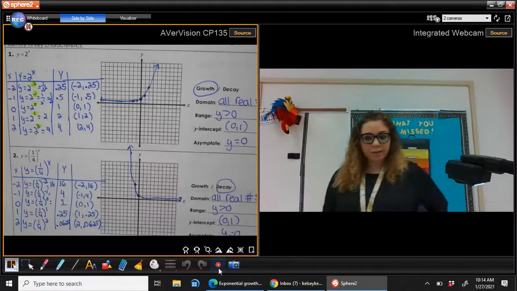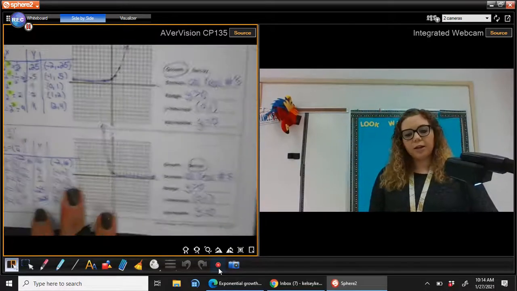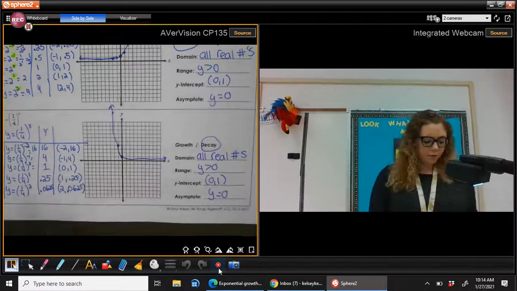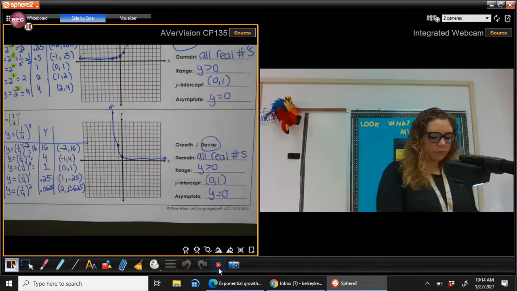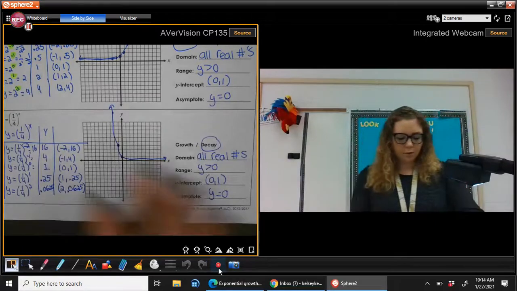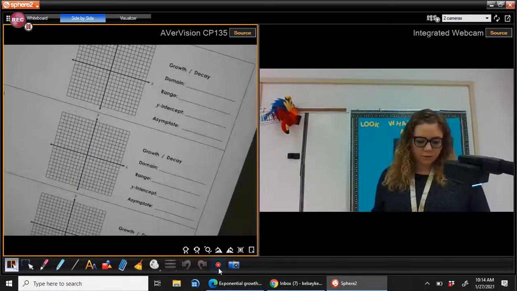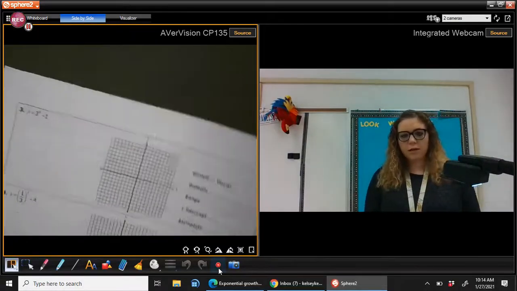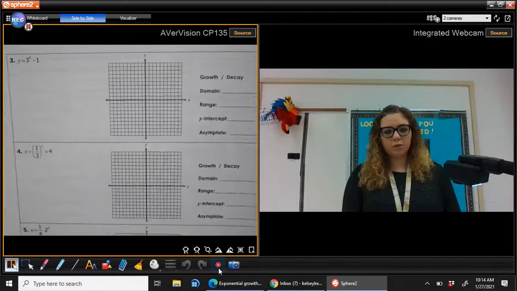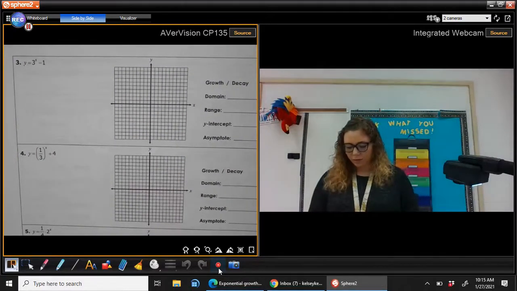It's not always going to be the same, okay? You just have to be able to look at your graph and be able to point that out. And I want you to do the next two on your own, okay? And when you get done, come back and we will go over the answers.